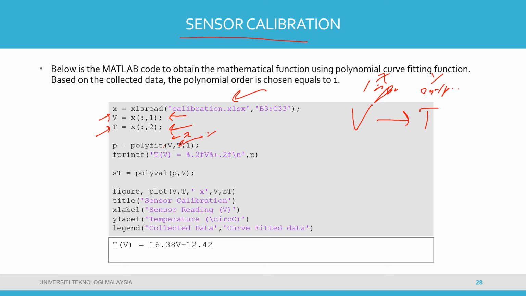And for this sensor, usually we specify it. Assume that the sensor is linear. If linear, remember linear is y equals mx plus c. So linear, the degree is only 1. Remember x to the power of 1. That's why the degree is only 1. Then you get the answer.